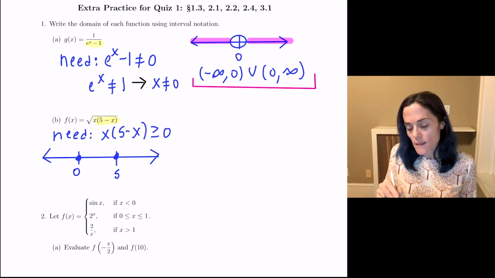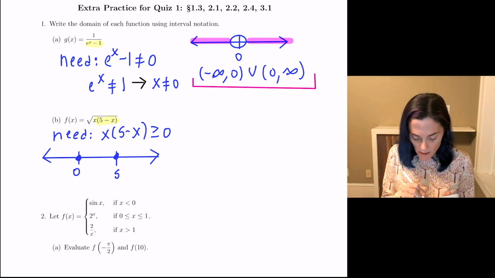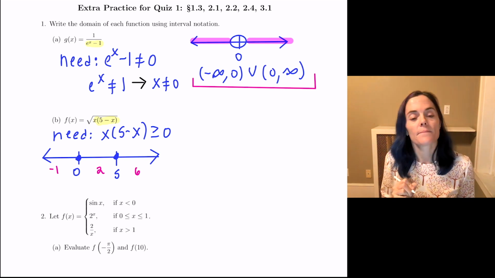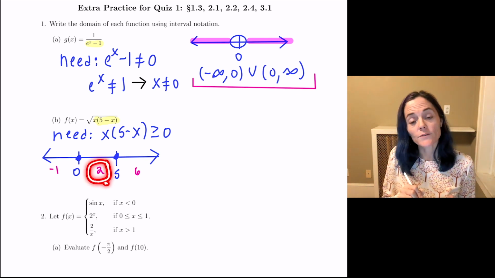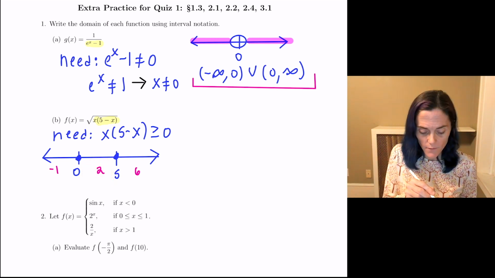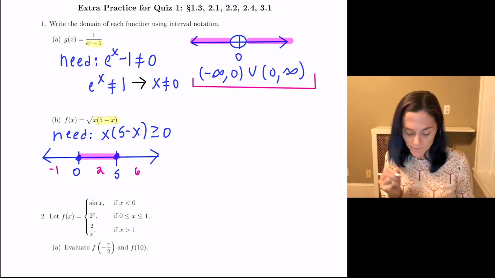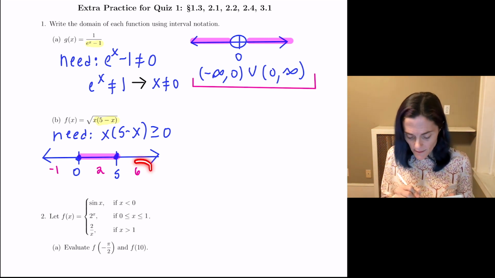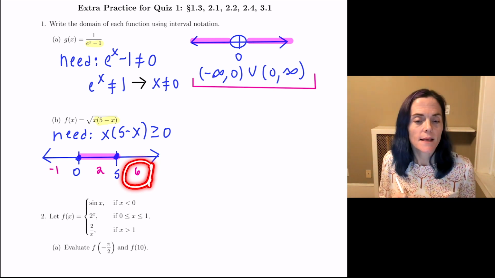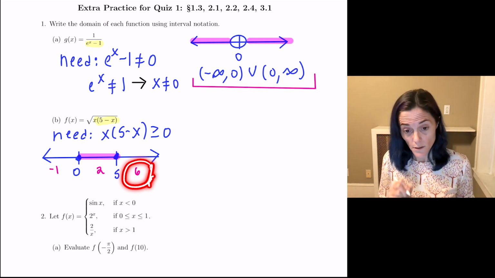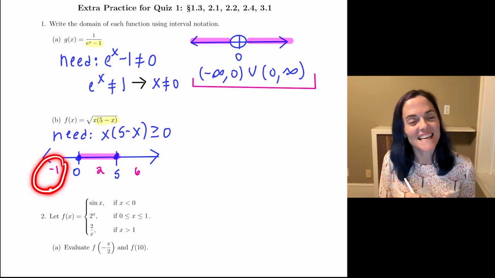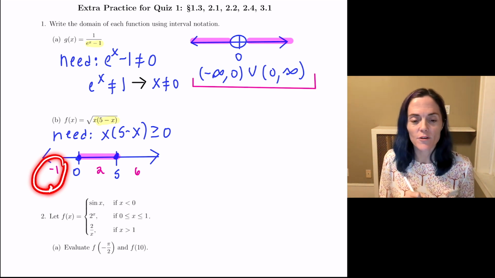What I typically do at this point is we can pick something and test. So for instance, test -1, test 2, and test 6. At 2, we have 2 times 5 minus 2, 2 times 3, which is positive. So all of this is in my domain. At 6, we have 6 times -1, which is -6. That is not greater than or equal to 0. Not in my domain. At -1, I have -1 times 6, which is -6. Not greater than or equal to 0.